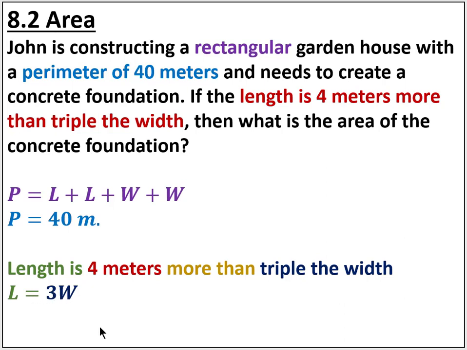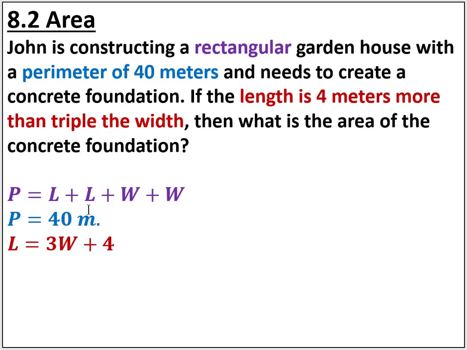Then we follow up with the more than, which is the plus sign. And then after that, we're going to follow up with the 4 meters, which we're going to put as 4. So in the sentence, length is 4 meters more than triple the width, we translated that as L equals 3W plus 4. So now we have all the necessary information in order to solve for area.